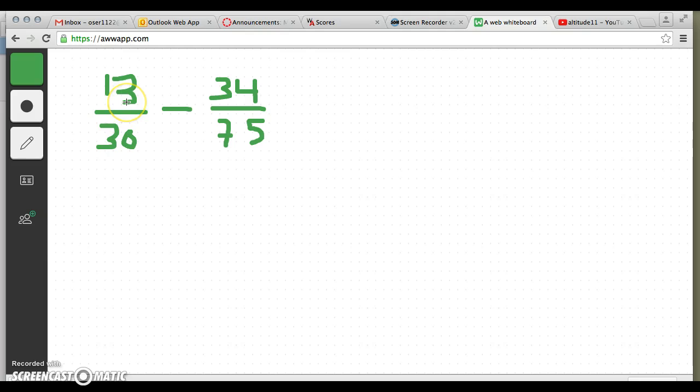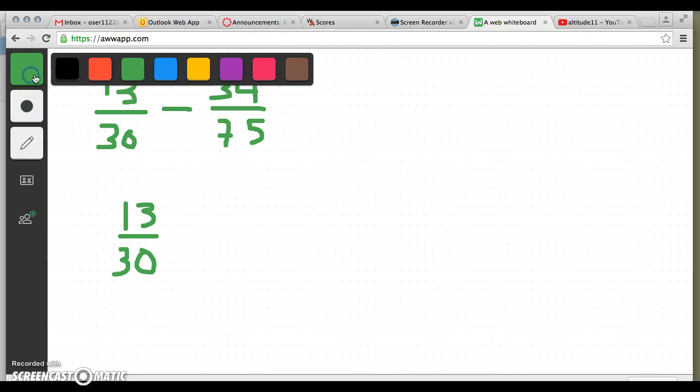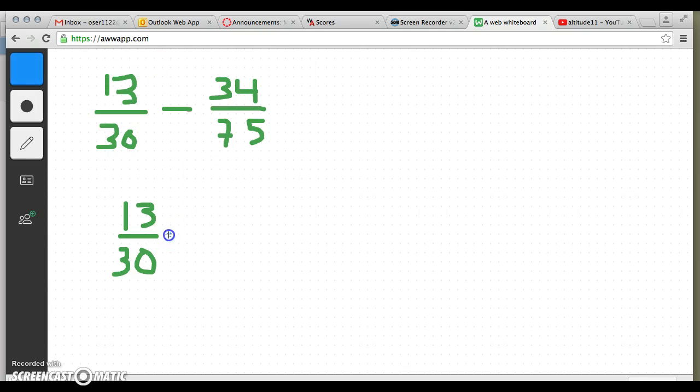So how do we obtain 150 from these two numbers? Well, we're going to have to do a little bit of multiplication. In particular, we're going to take our denominator of 30 and multiply it by how much? We would need to multiply 30 by 5 in order to get 150. But remember that you don't want to change the value of your fraction, so you also have to multiply your numerator by 5.